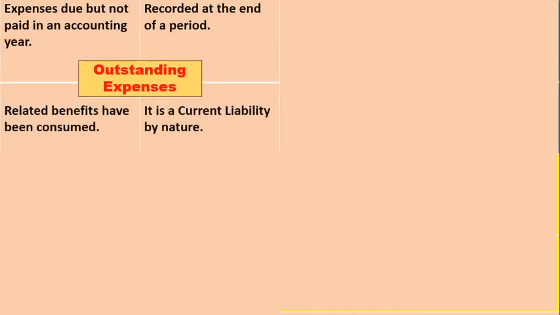First one is outstanding expenses. Outstanding expenses are the expenses which are due but not paid. That means you have availed the services, but still the amount has not been paid. For example, there are 12 months in a year, and every month the factory rent is paid. So let's count 1, 2, 3, 4, 5, up to 9, 10, 11, 12.